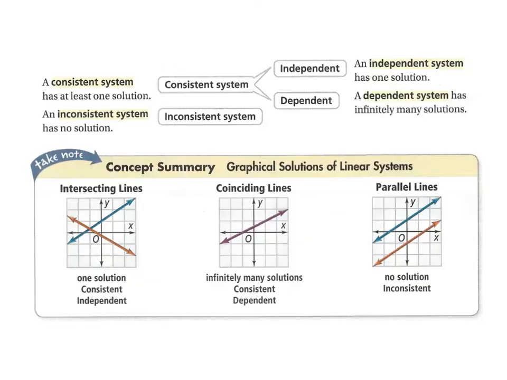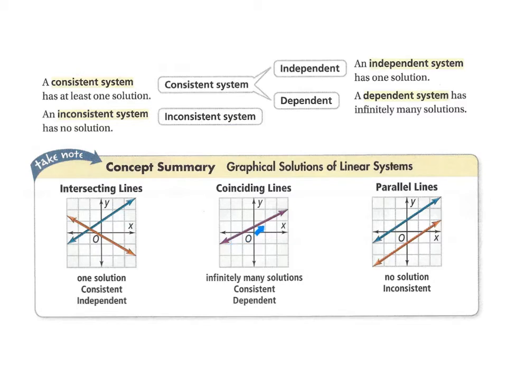So here are the different outcomes that we could have when we have two equations of a linear function. We could have intersecting lines where they cross at one point. I don't really care if you know the word consistent or independent. I just want you to know that if they intersect, they'll have one solution. Let's come over here to the far right. If they are parallel, they will have no solution.